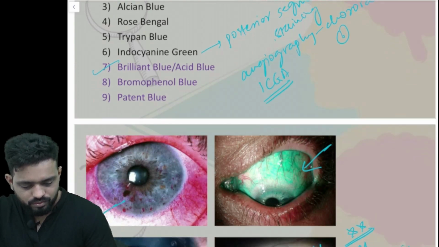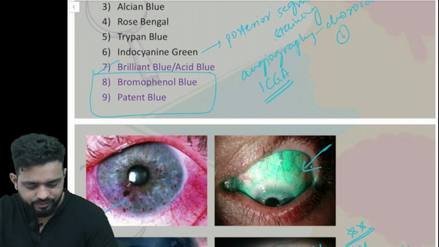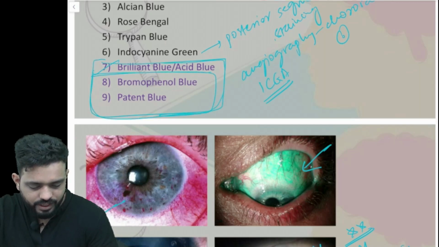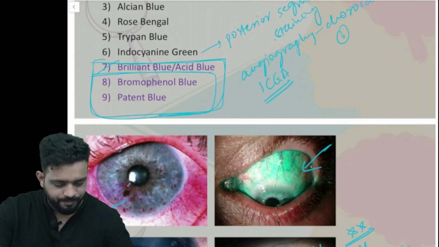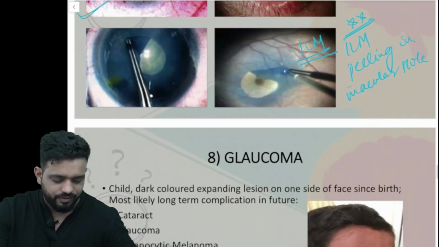These last two are rare, not approved by FDA as well. Sorry, these three are not approved by FDA as well. So forget about this. Just remember the names: Brilliant Blue, Acid Blue, Bromophenol Blue, Patent Blue. All these three are not approved by FDA.